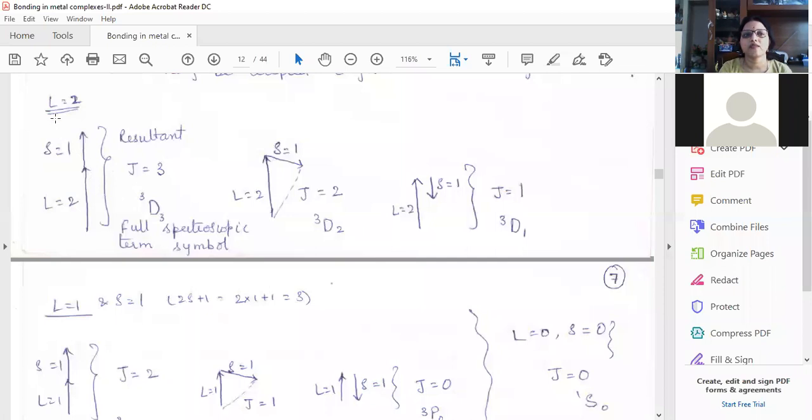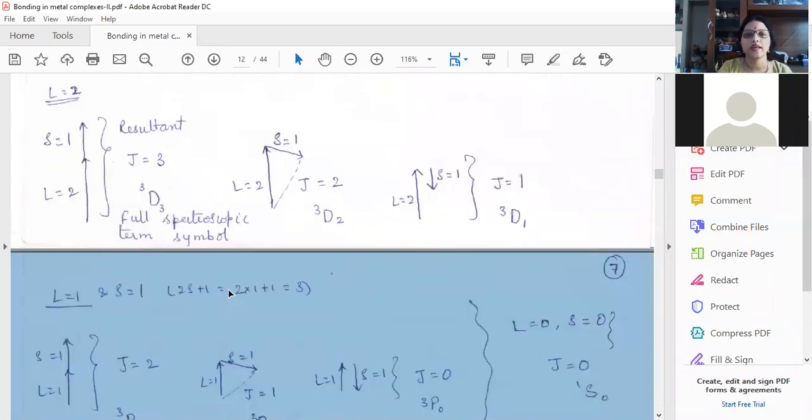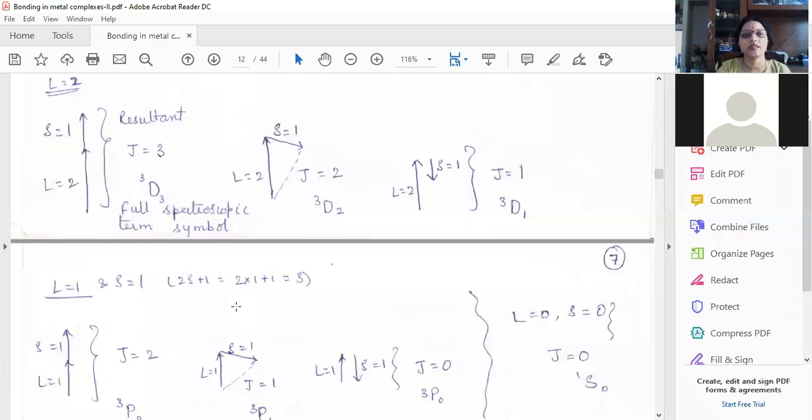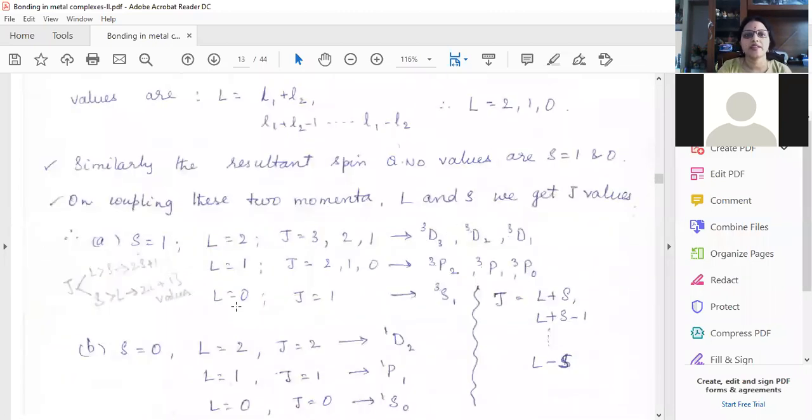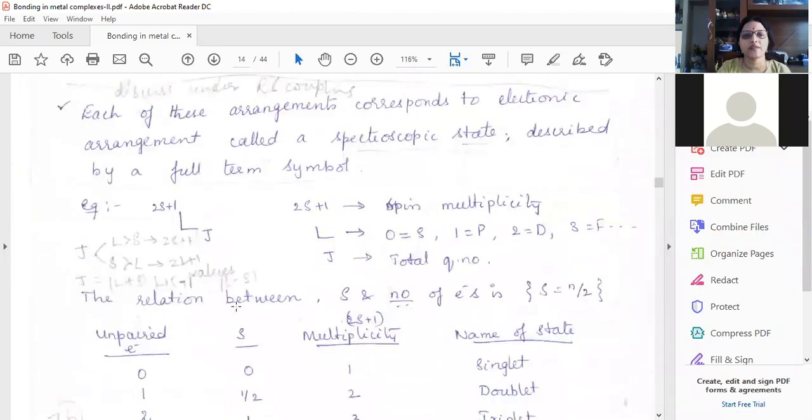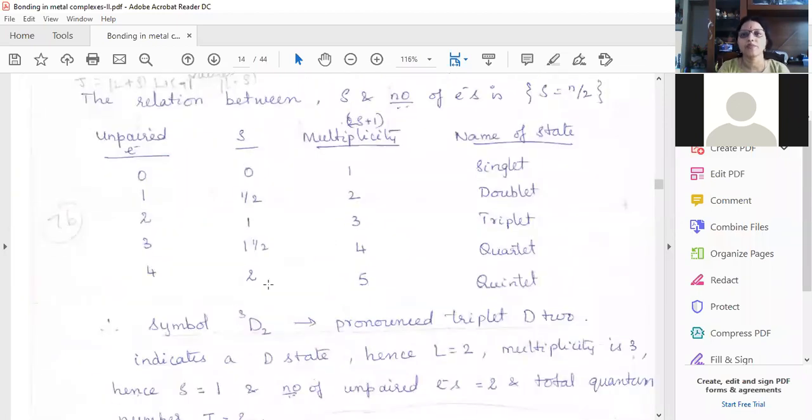I said L is equal to 2, so naturally the term symbol will be D. Since S is equal to 1, you will have 2S plus 1 states as 3, and the J value here is 3. This is how you write in the Russell-Saunders coupling or the LS coupling. You have to write the whole term in the LS coupling. We have done this taking various examples. Already all this we have done, I'm just giving you the summary. And how do you pronounce it? You have to pronounce triplet D2. If multiplicity is 1, you call it a singlet, 2 doublet, 3 triplet, 4 quartet, and 5 is the quintet.